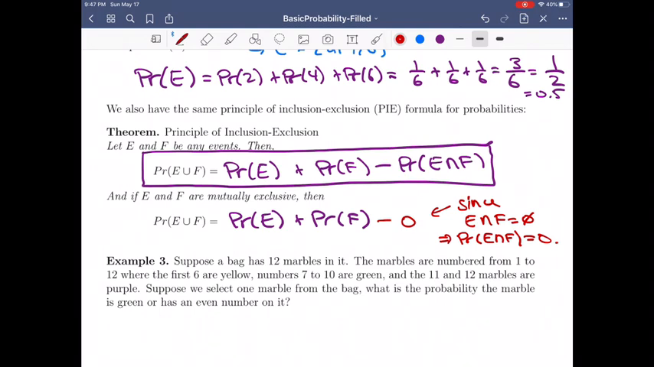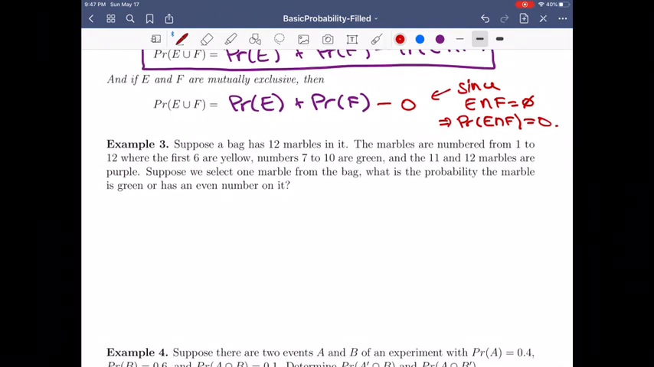Okay, let's try another example. So, suppose we have a bag of 12 marbles. The marbles are numbered from 1 to 12. The first 6 are yellow. Numbers 7 to 10 are green, and 11 and 12 are purple. Okay, we're going to select one marble from the bag, and we want the probability the marble is green or has an even number on it. Okay, and notice that it's the word or. Okay, so which means that you could think of having the statement or both at the end.